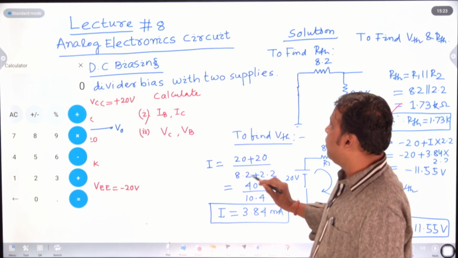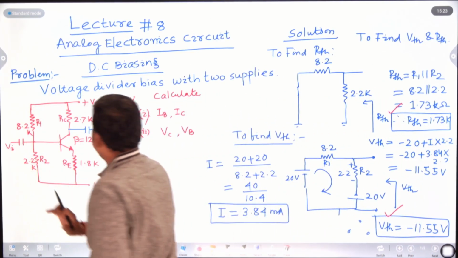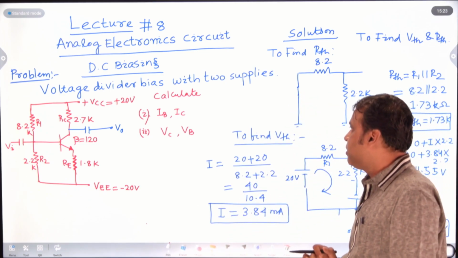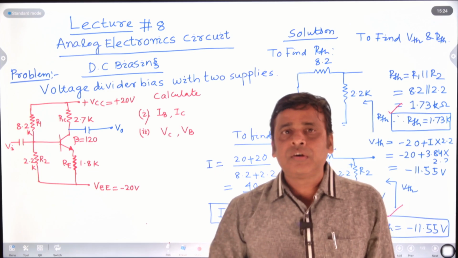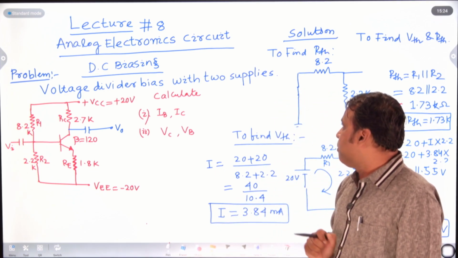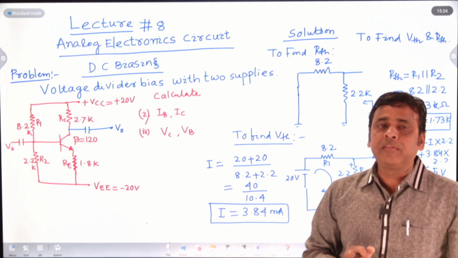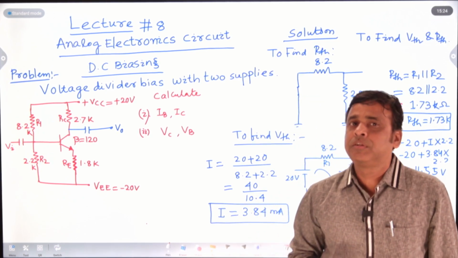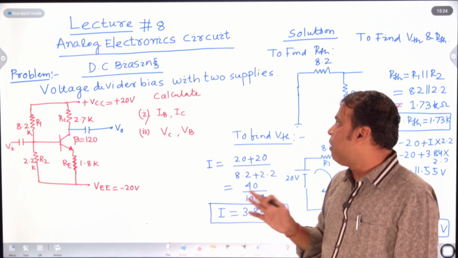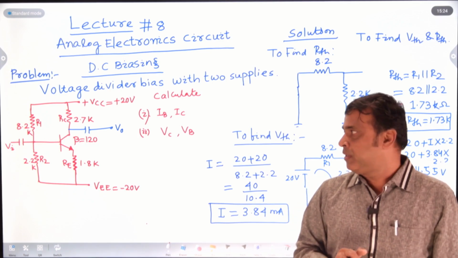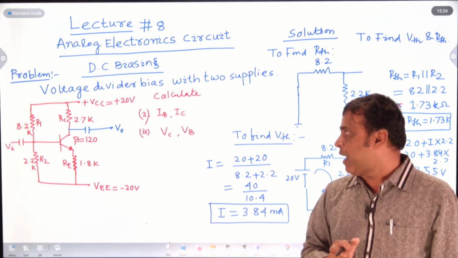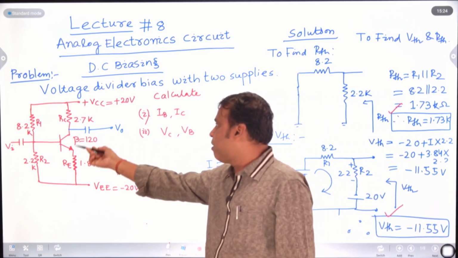So here, in case of voltage divider biasing, if there are two supply voltages given, how do you calculate the DC current and DC voltage? This is a very important problem as far as biasing of BJT is concerned. First of all, you have to convert it into a Thevenin's equivalent circuit to find out RTH. Simply, RTH is nothing but R1 parallel R2.